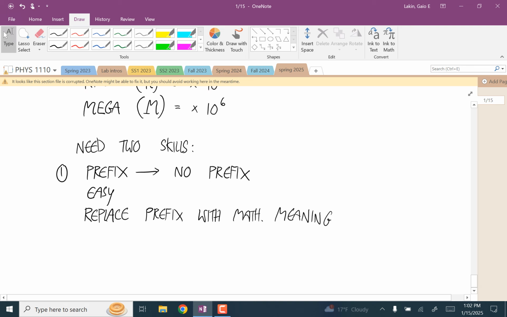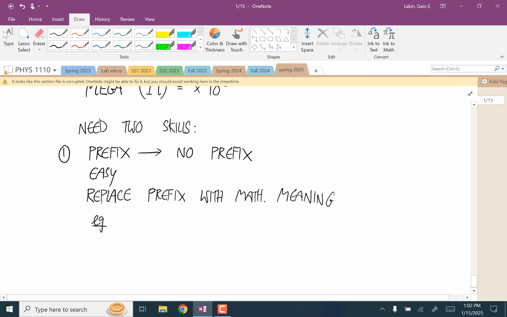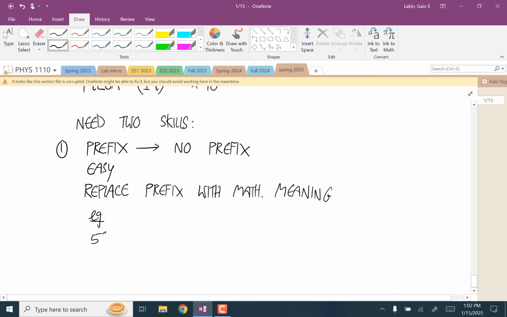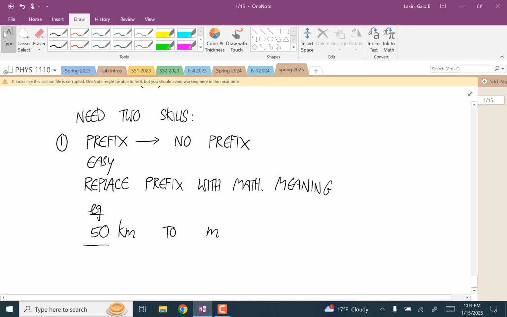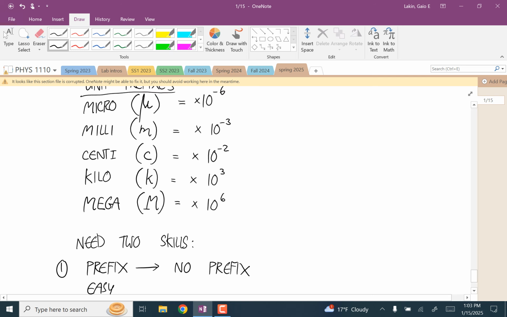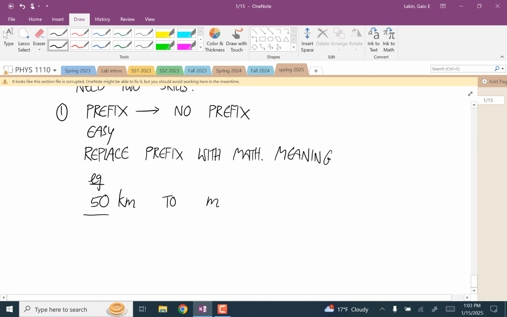Okay, so let me show you what I mean. If you are starting with 50 kilometers and you want to express that in meters, all you do is where that kilo is, just stick in its meaning, times 10 to the third, and then you're done. So 50 times 10 to the third meters.